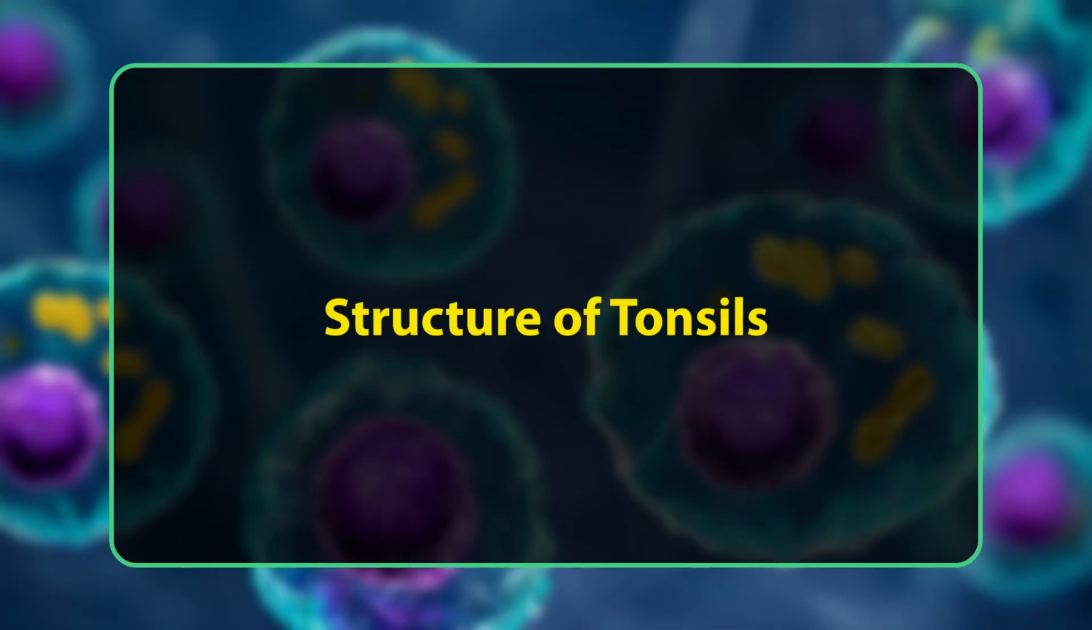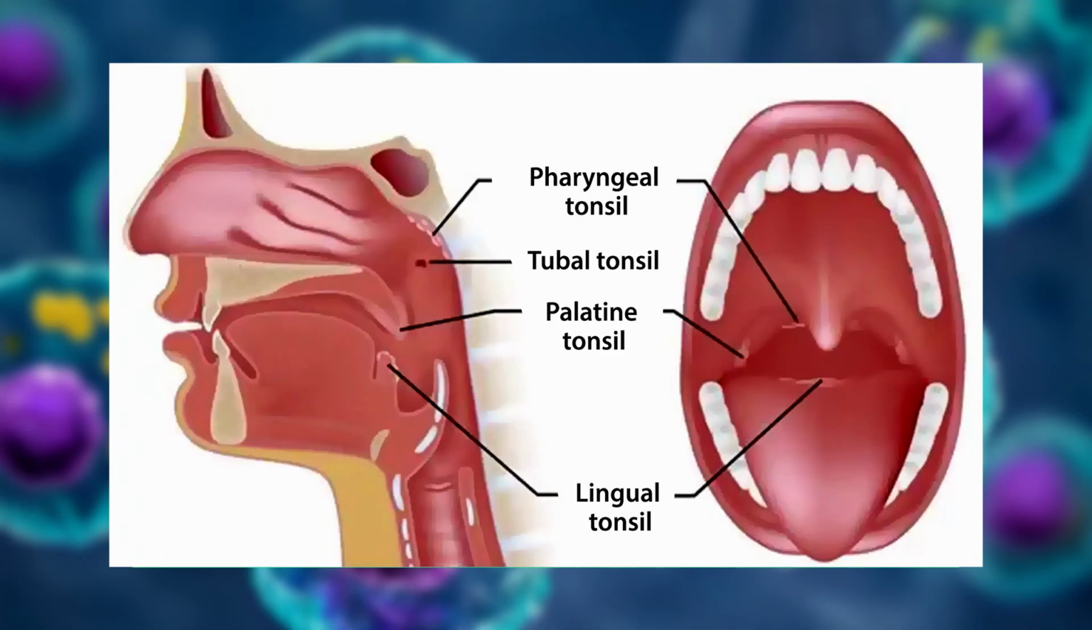Now, structure of tonsils. There are 3 types of tonsils. One, palatine tonsils, located on either side of the throat, easily visible when the mouth is open. Second, pharyngeal tonsils, also called adenoids, situated in the nasopharynx behind the nose. Third, lingual tonsils, found at the base of the tongue.